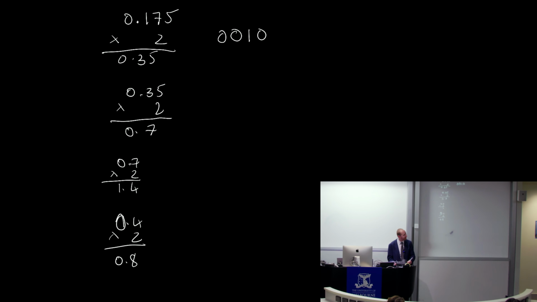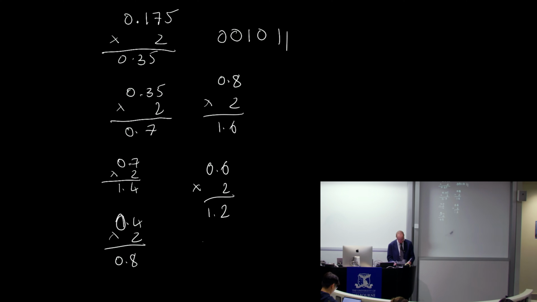Times 2 again. Yep, what do we do now? Times 2 again. Okay, 0.8 times 2. 1.6. And that has a 1. Okay, 0.6. Times 2. 1.2. And there's another one. Okay, 0.2. Times 2. 0.4. It takes a 0. And now what do we do?